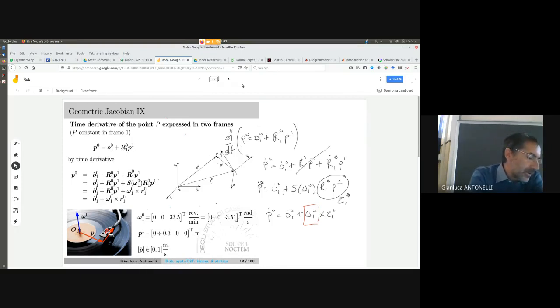So now, what is the angular velocity of this guy here, of the rigid body? The angular velocity is omega 1 with respect to 0. The origin of the two frames is the same, and then you start rotating the disk. So the disk rotates at a strange velocity of 33.5 revolutions a minute. And this is also the way you label this disk. This is a 33 giri in Italian. And the unit of measurement is kind of strange. It's a revolution a minute.